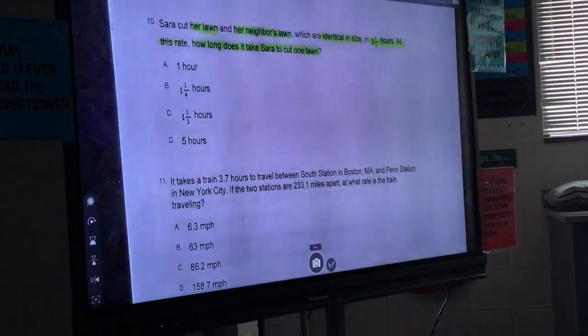Why do I see people just sitting? You're supposed to be solving this problem.